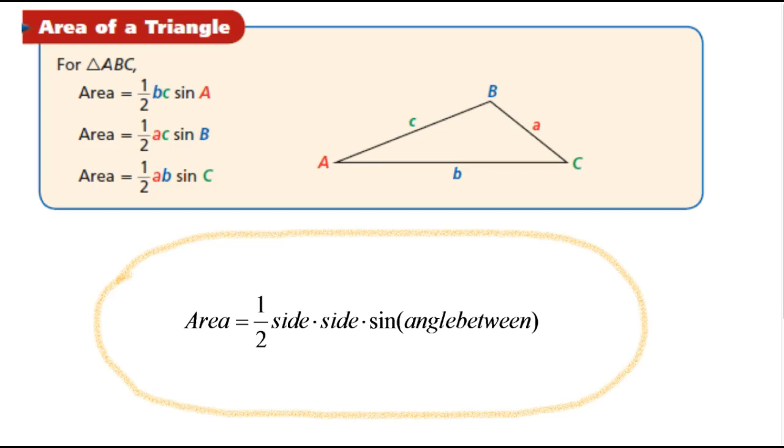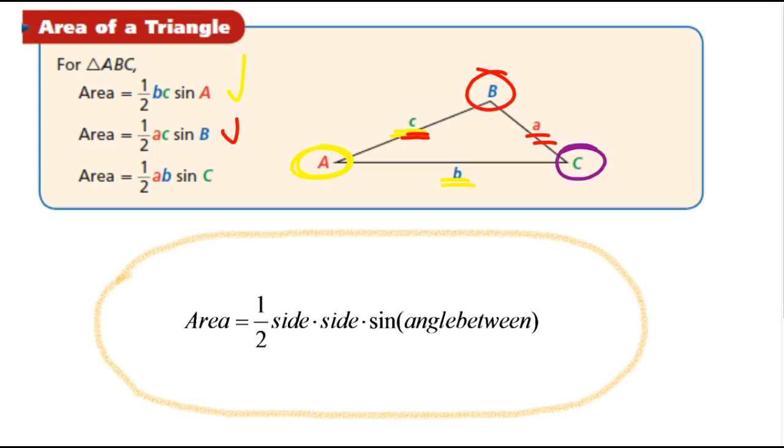If I used angle A, then I would take the sine of angle A times the C and times the B times 1/2, and that's how I get this one up here. If I were going to use the angle B, then I would take the sine of B times the two sides that angle is made up of, A and C, times 1/2. That's how I get that one there, and so on and so forth.